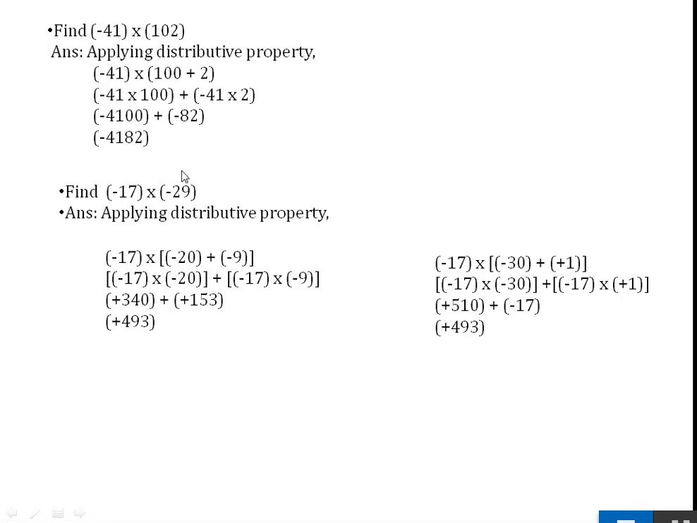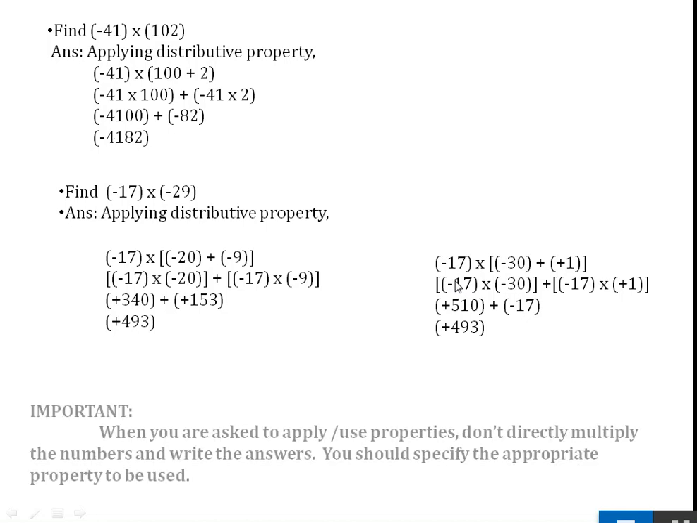Whether you split the number in two different ways, the final answer will be the same. I prefer this because multiplication by negative 30 and multiplication by positive 1 is easily calculated mentally. I don't have any problem with whichever method you use. I prefer this method. This is what I told you before. You should specify the appropriate property to be used.